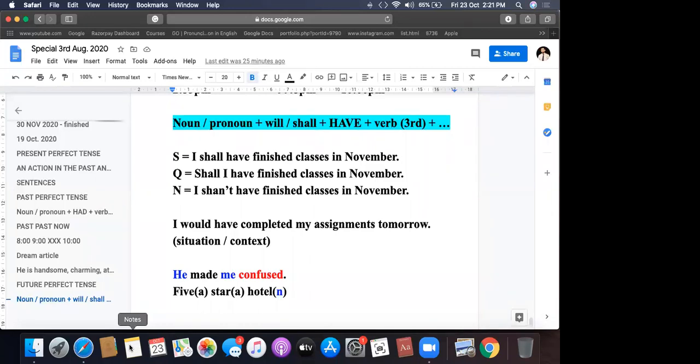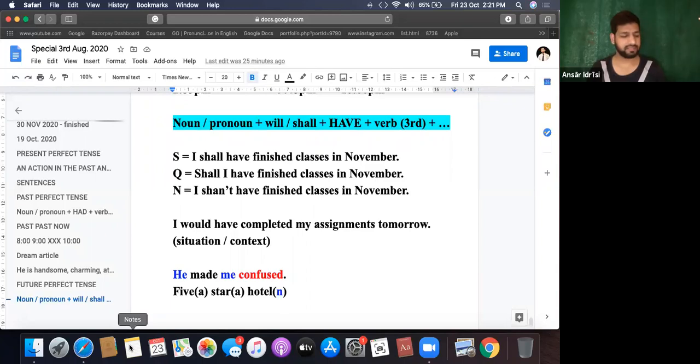They will have accomplished the mission. Will they have accomplished the mission? They won't have accomplished the mission. Nice. Next. They will have stood for an hour. Will they have stood for an hour? They won't have stood for an hour.